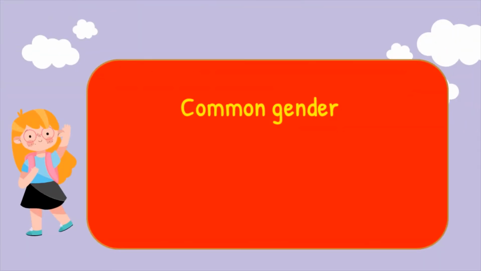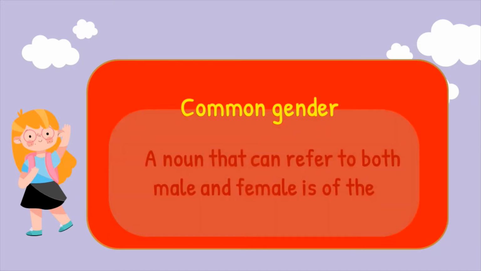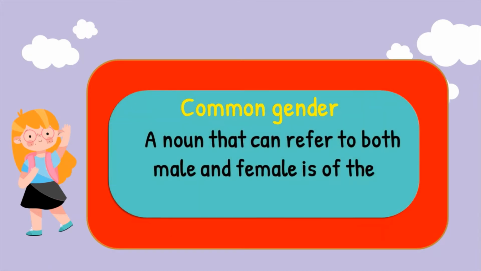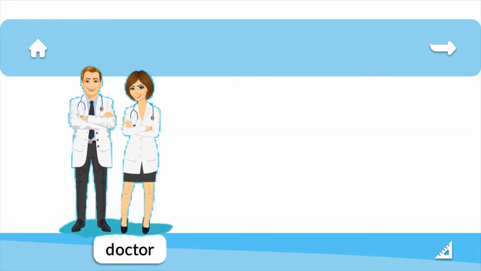Now let's move on to the third type of gender, which is known as common gender. A noun that can refer to both male and female is said to belong to common gender. Doctor. Now a doctor can be a male or it can also be a female. Hence, doctor is an example of common gender.